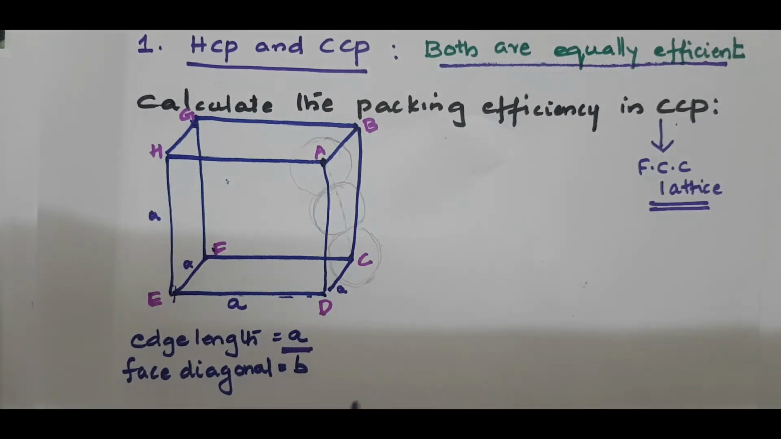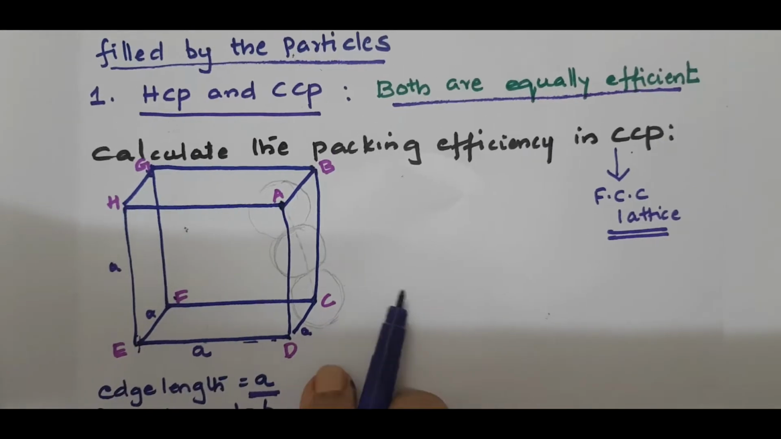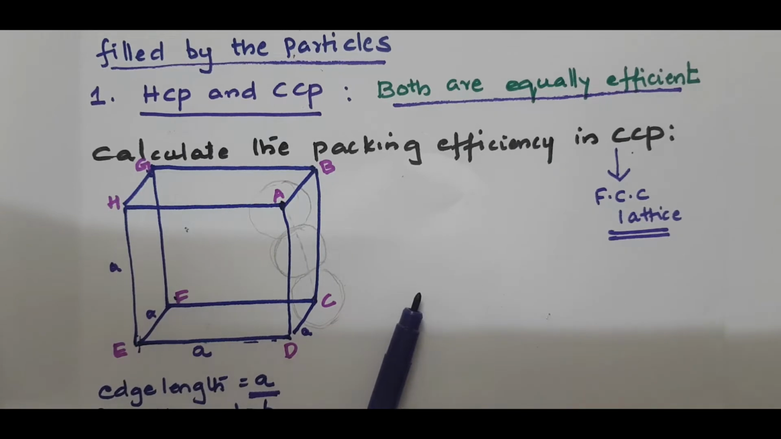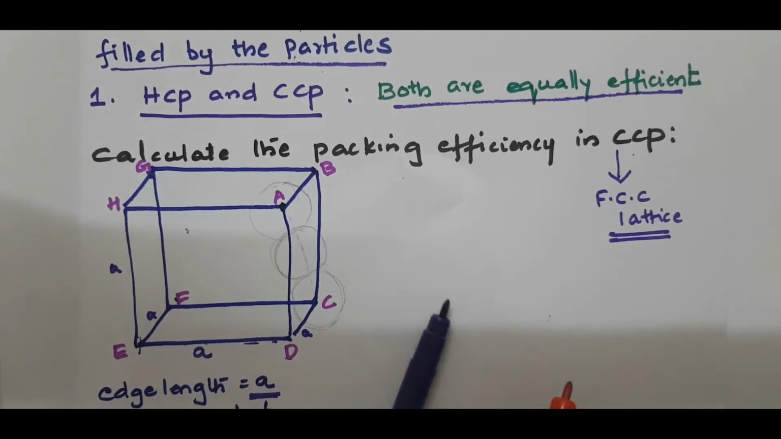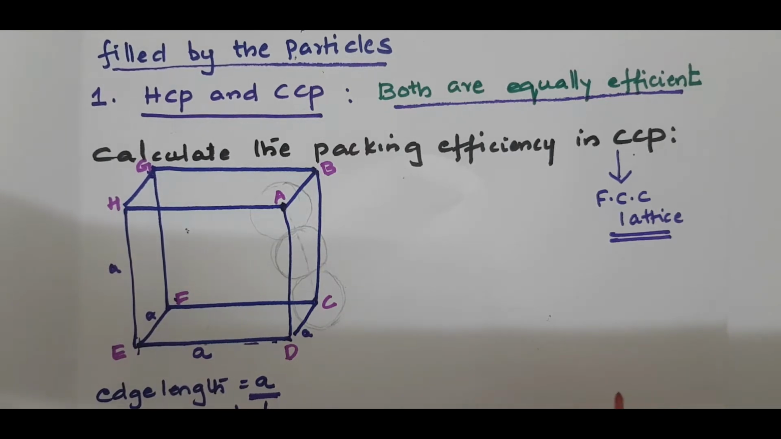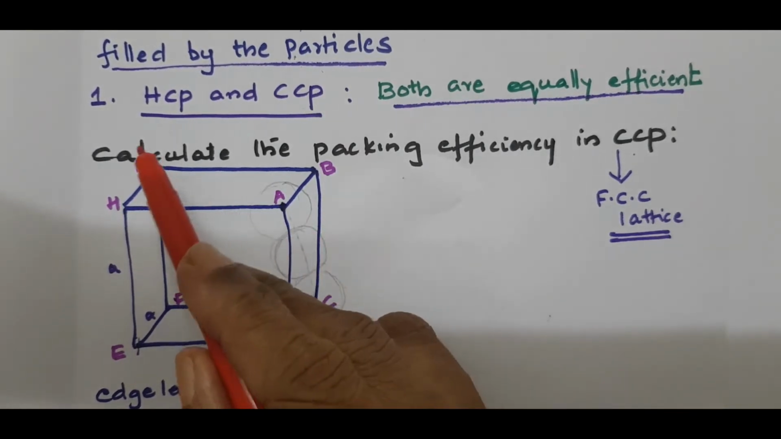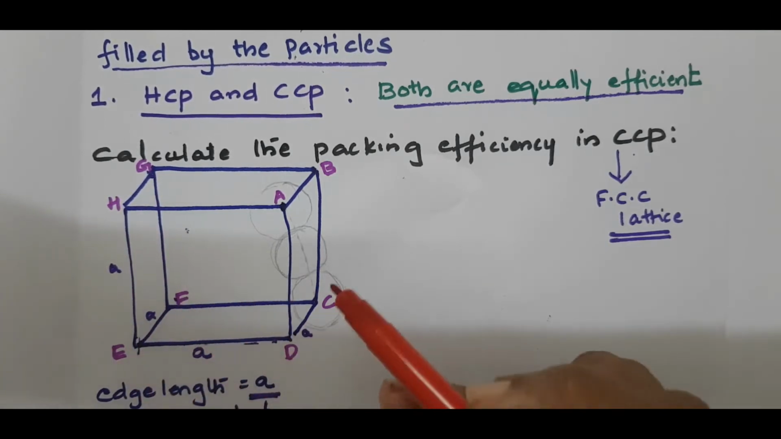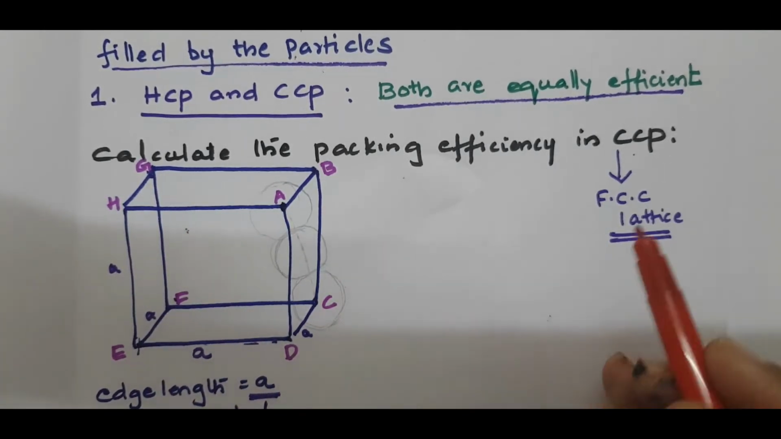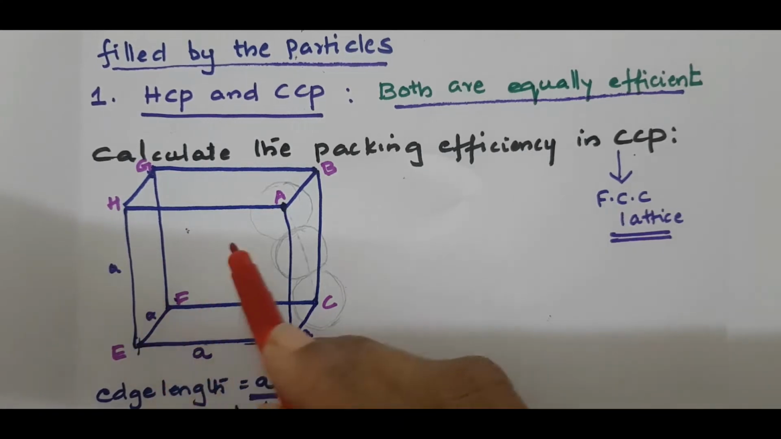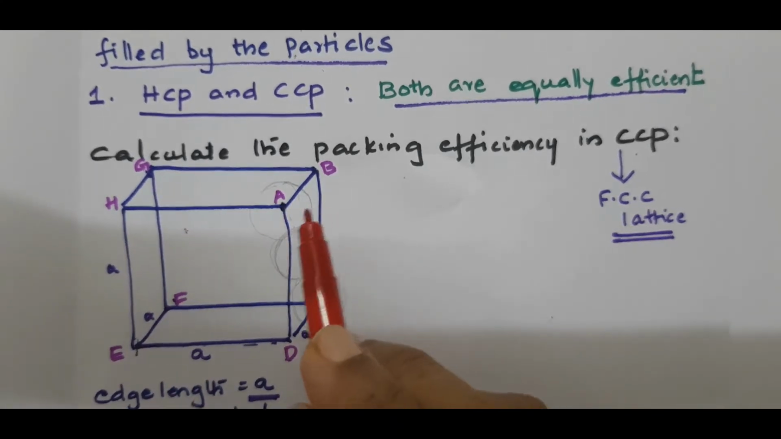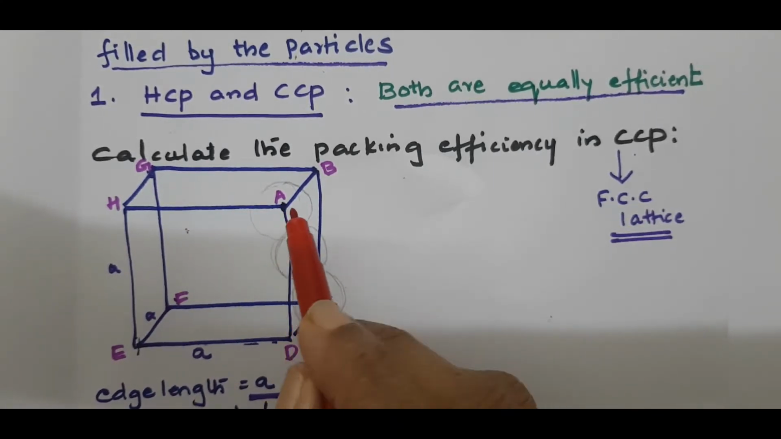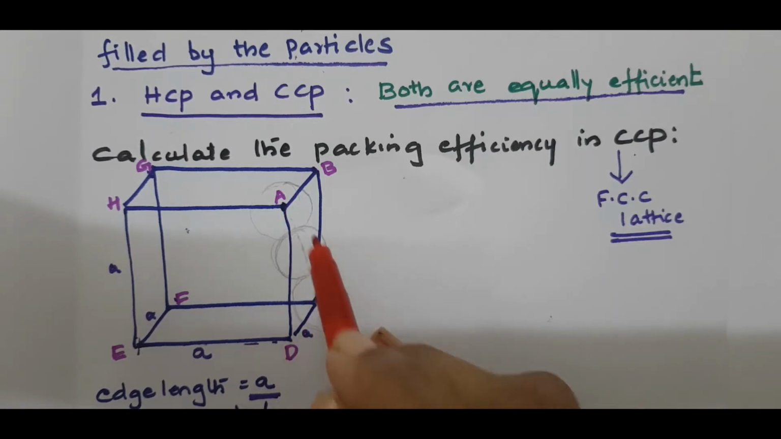So now, if we want to calculate the packing efficiency in cubic close packing, I will draw only those spheres which are under our consideration. I am not drawing all the spheres in all the corners and the faces because it's an FCC lattice. So I am not going to draw all of this. I am going to draw only those spheres which are under our consideration.